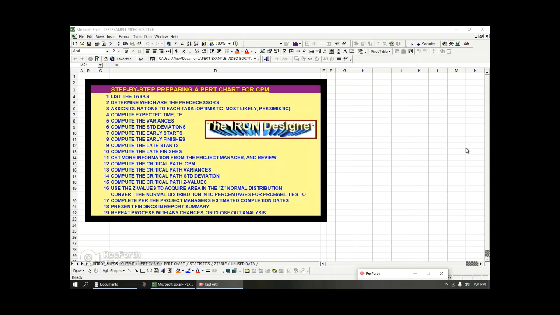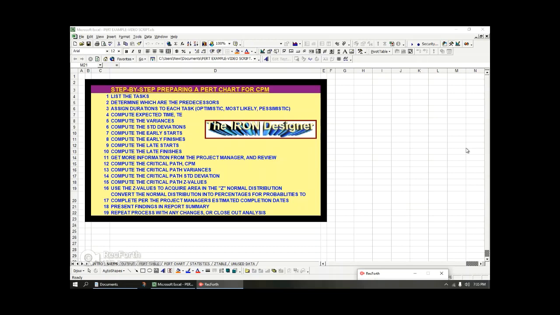From there, you're also going to take from that critical path certain tasks that are on the critical path, and you're going to look at those particular variances among all the variances. The next thing you're going to look at is computing the critical path standard deviations from the variances, and then you're going to compute the critical path z values, which is the normal distribution table, and I'll get into that later on in the video.